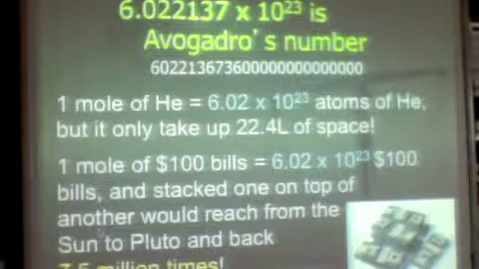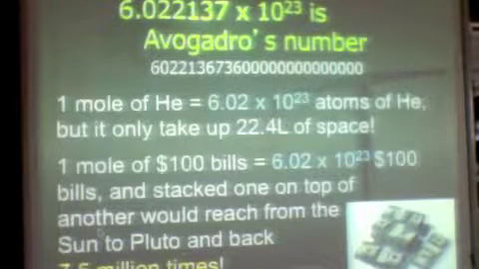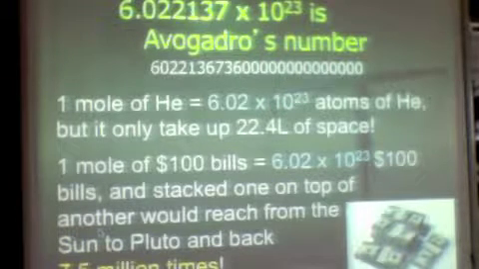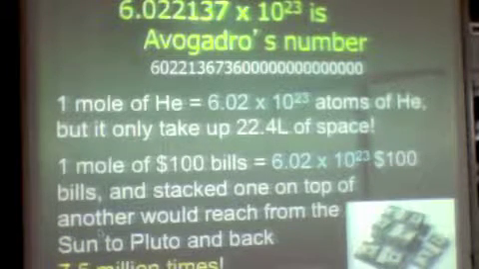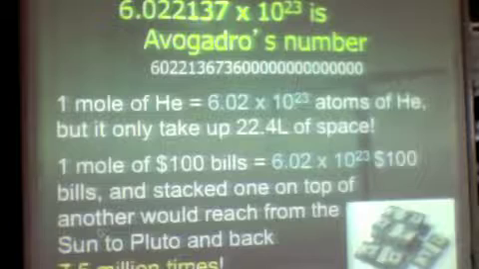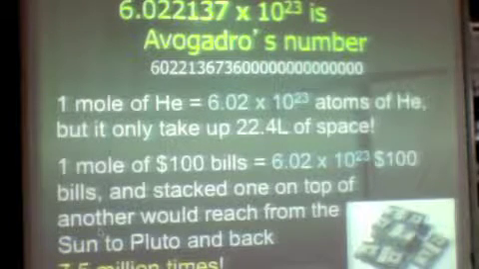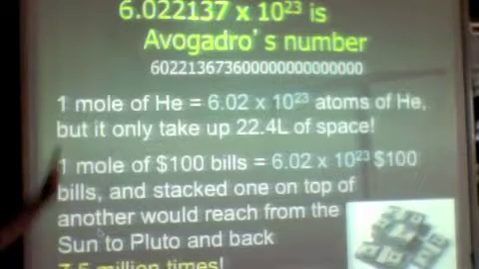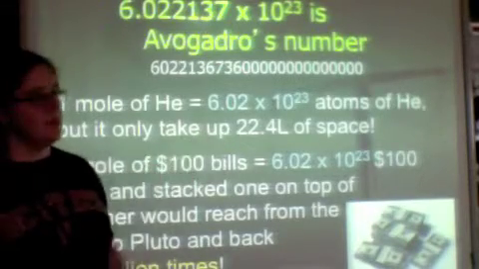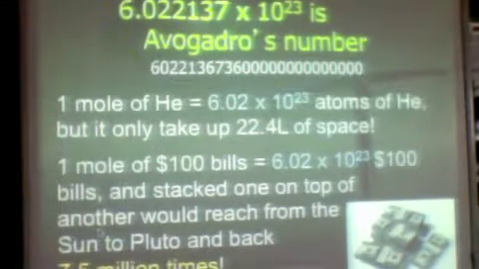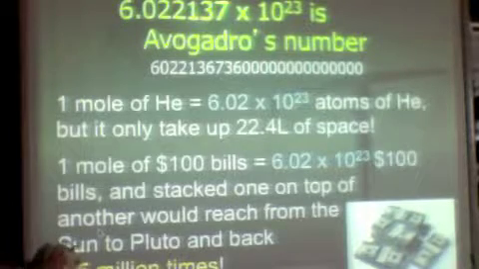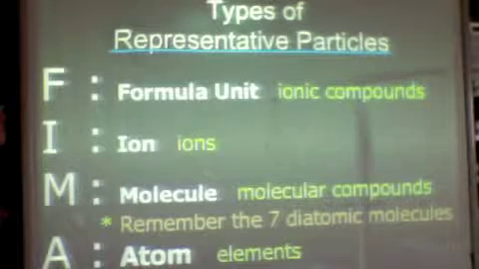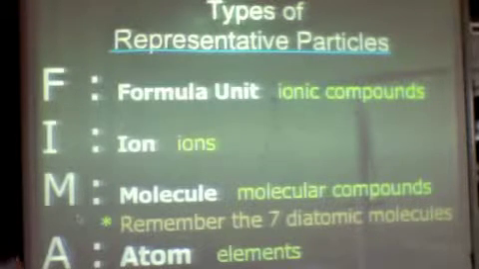If you have a mole of $100 bills, you would have 6.02 times 10 to the 23rd $100 bills. And if you stack them one on top of another, that would reach from the sun to Pluto and back 7.5 million times. So when you look at the level of atoms, it doesn't take up that much space. If you blow it up to the size that we can actually see and work with, it takes up a lot of space. Okay? So through this video, we're going to go through several different things.